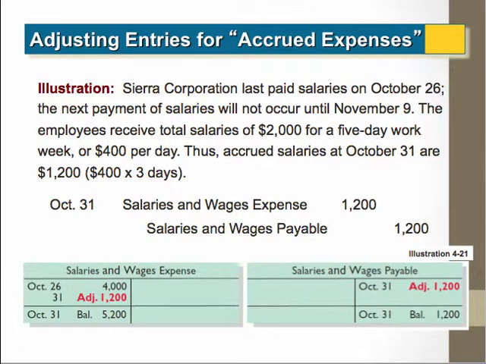We need to recognize that we received the benefit of $1,200 of the employees working for us for those last 3 days, so we need to recognize the expense by doing a debit to wages and salaries for $1,200. Because the payroll is not going to occur until November 9th, we need to recognize that we owe the money to the employees by doing a credit to the salaries and wages payable account.